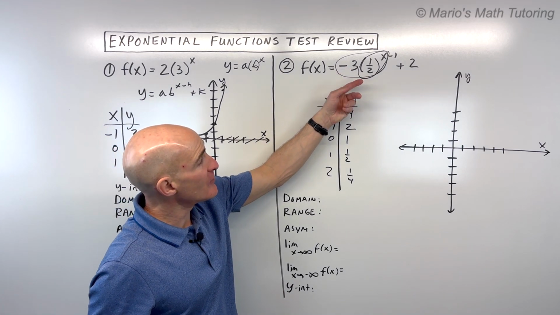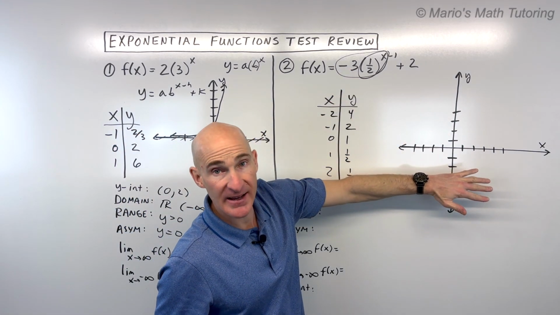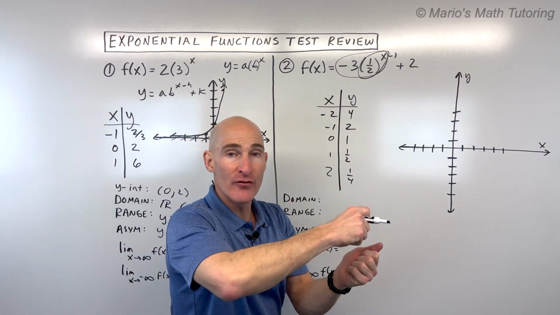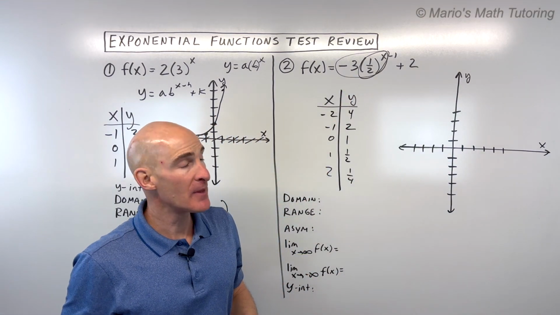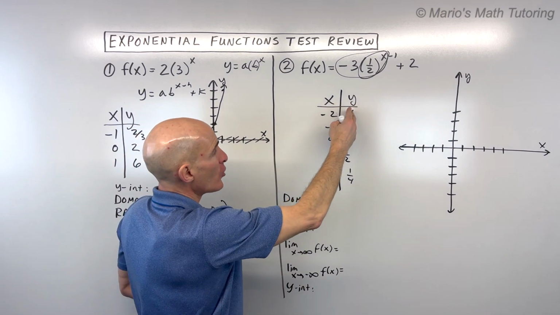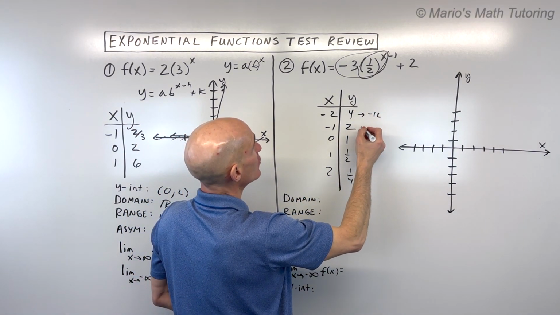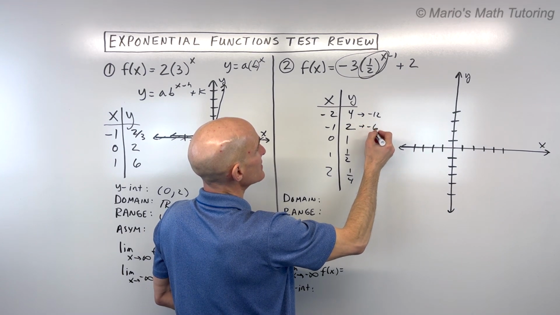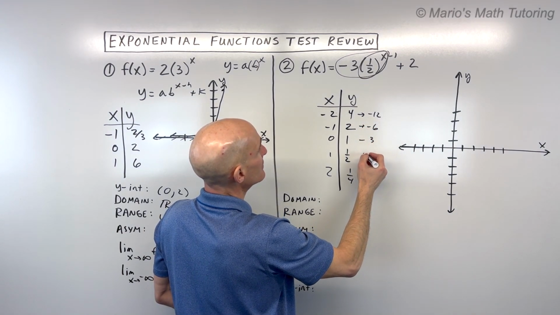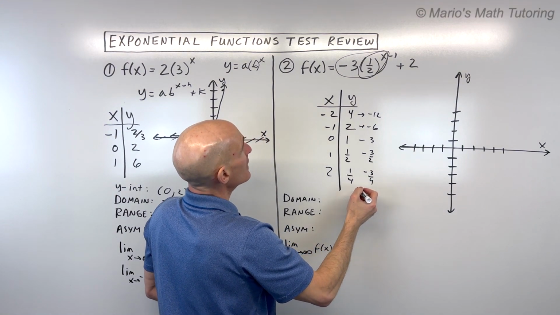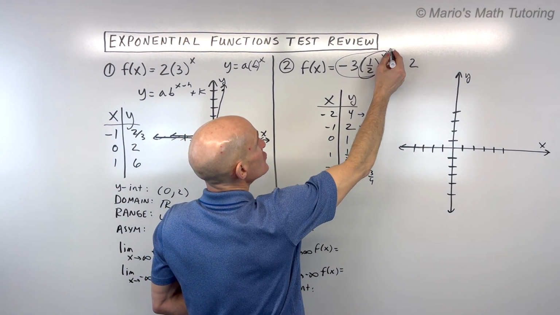Now the negative is going to reflect it over the x-axis. It makes all the y values the opposite sign. The 3 is going to be a vertical stretch by a factor of 3. And what that's going to do is multiply all these y values by -3. So this is going to become -12, -6, -3, -3/2, and -3/4.